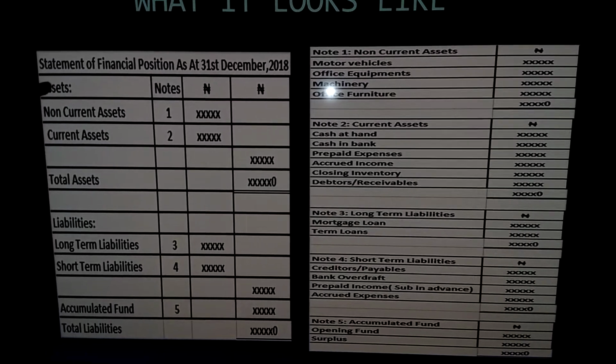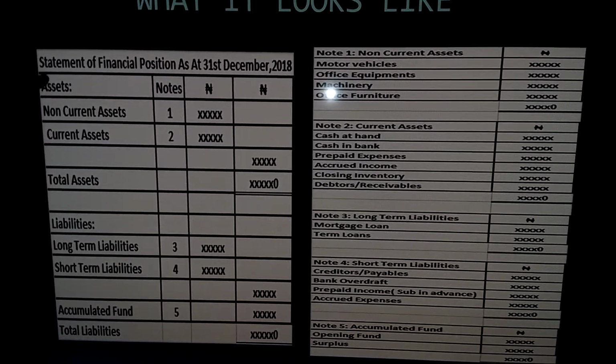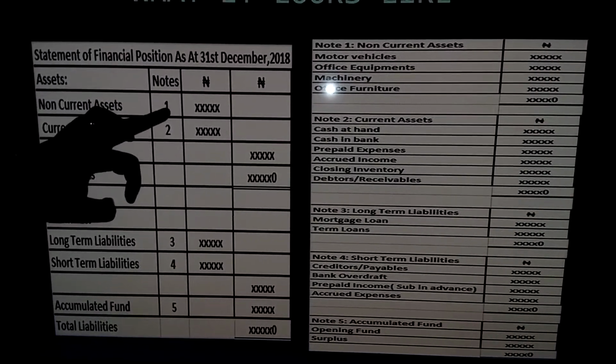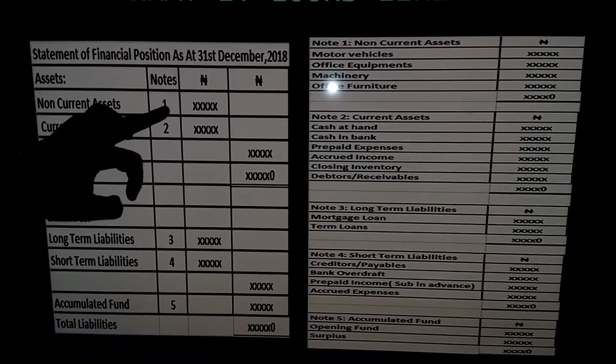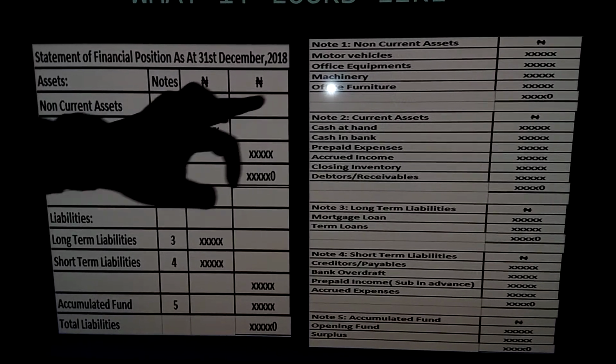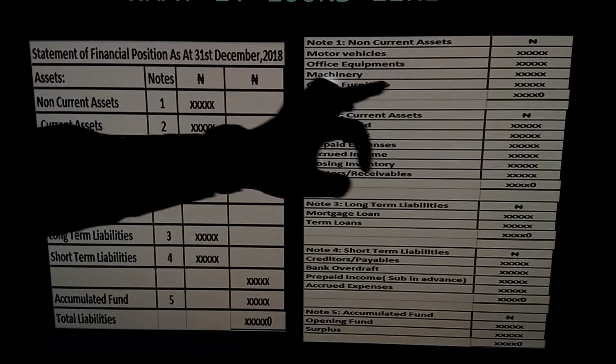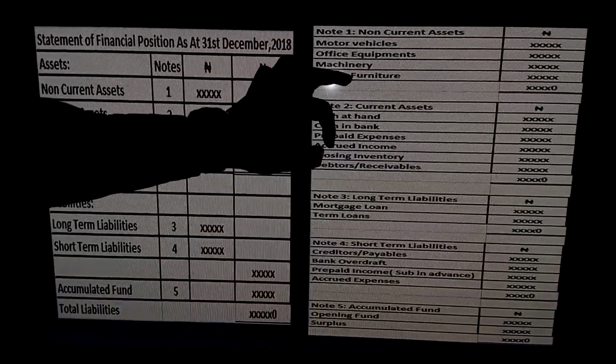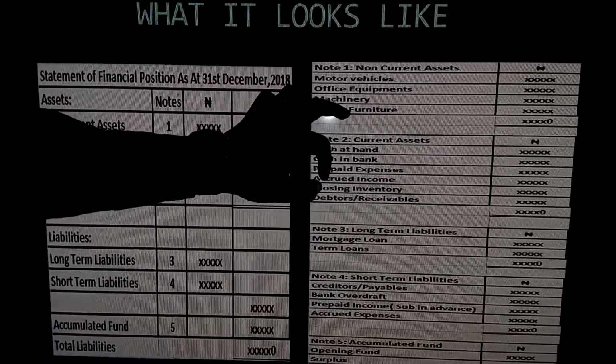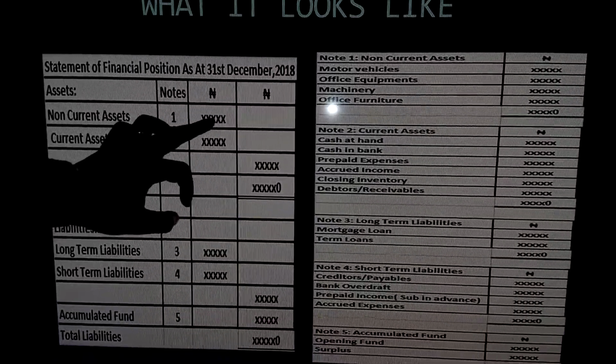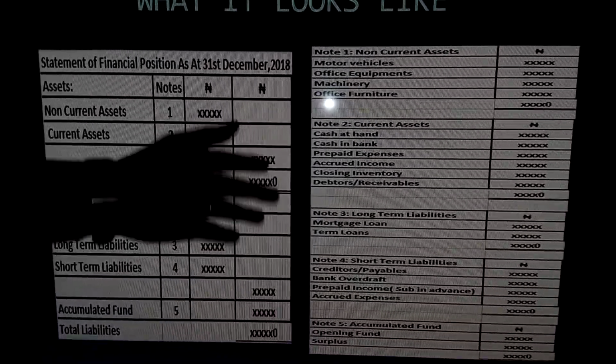Statement of financial position as at December 2018. You still have your assets, just like the way you have it in your regular balance sheet. Assets, which is non-current asset, note 1. That's the makeup of the non-current assets. So you can see it here, note 1, non-current assets. What are they? Motor vehicle, equipment, machinery, office furniture. Okay, your fixed assets. That's your non-current asset here. Current asset, that's note 2.